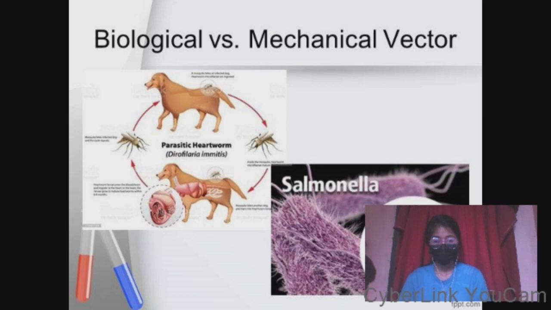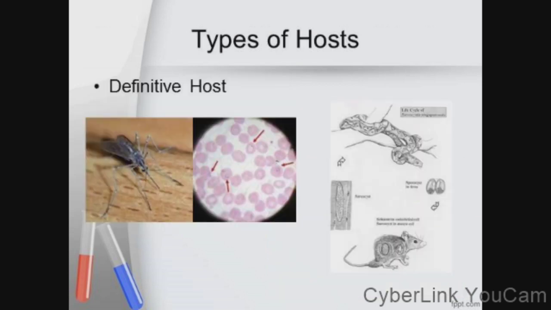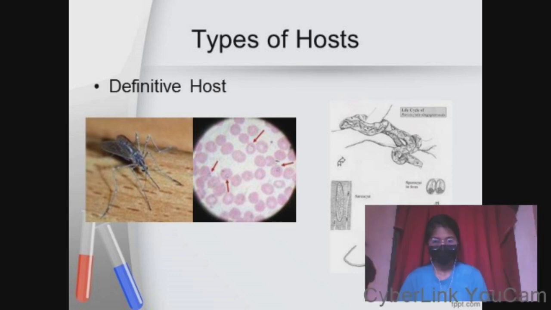However, if the parasite does not undergo some aspect of its life cycle as it is transported by one organism to a second, then the first organism is described as a mechanical vector. For example, flies can be mechanical vectors, because of feces-borne pathogens such as salmonella.